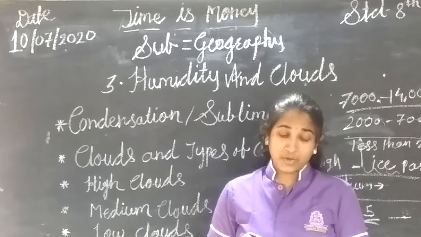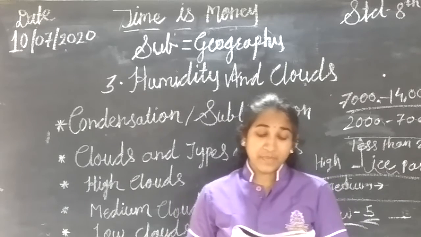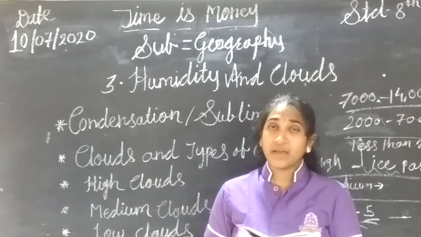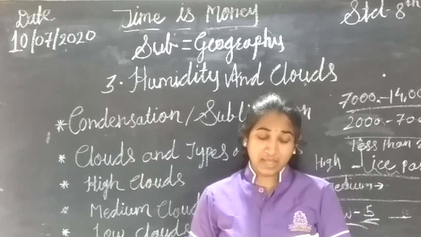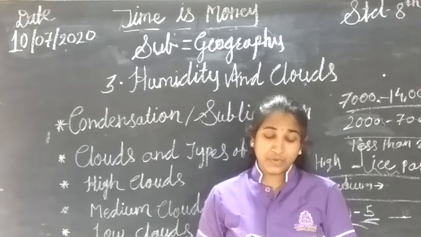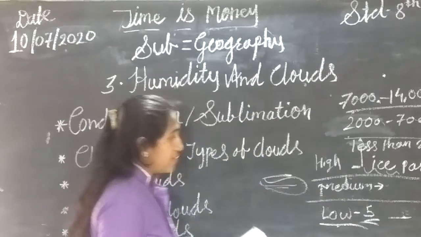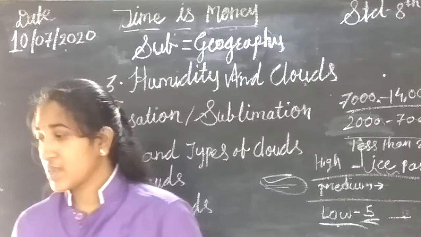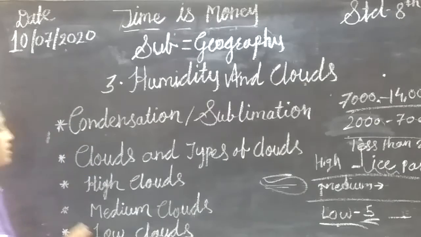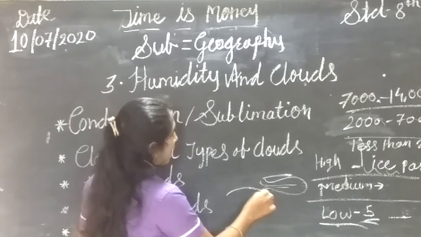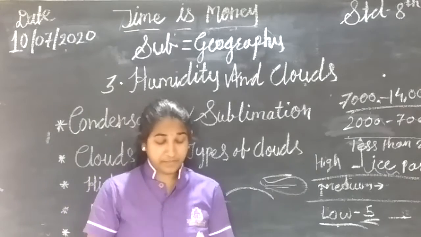Then next are the cumulus clouds. These clouds are formed at altitudes from 500 to 6000 meters. The vertical flow of air adds to the formation of these clouds, and they are huge and dome shaped. See, the cumulus clouds range from 500 meters, and they are dome shaped. Dome shape means like this.